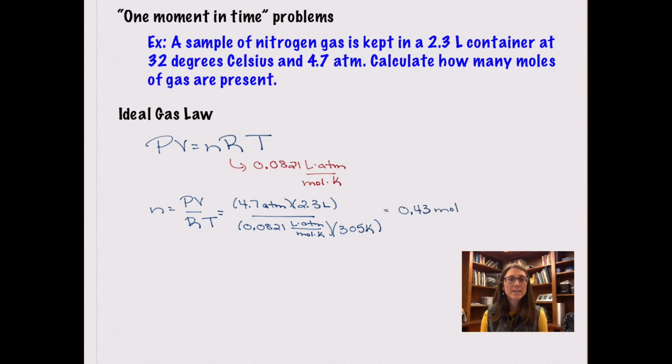Once you've made any necessary conversions, you can solve the ideal gas equation for the variable you're looking for, and in this case we get 0.043 moles of nitrogen gas.